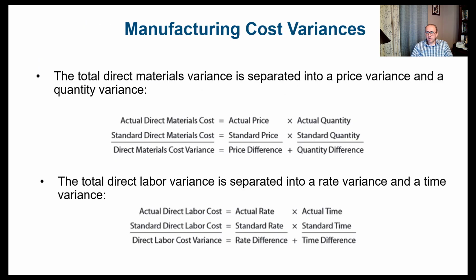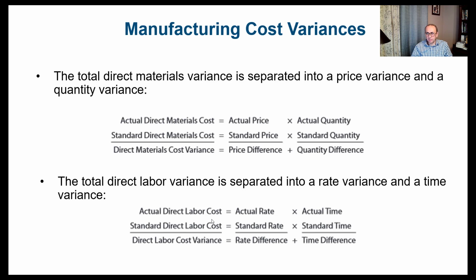So speaking of manufacturing cost variance one more time, the total direct material variance is separated into a price variance and a quantity variance. So the actual direct material cost has the actual price and the actual quantity. The standard direct material cost has the standard price and the standard quantity. So the direct material cost variance would be the price difference and the quantity difference. The price difference is between the actual price and the standard price. The quantity difference is between the actual quantity and the standard quantity. So these combined together would give us the direct material cost variance.